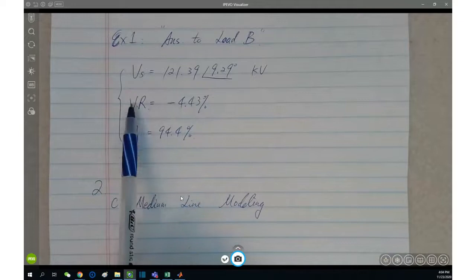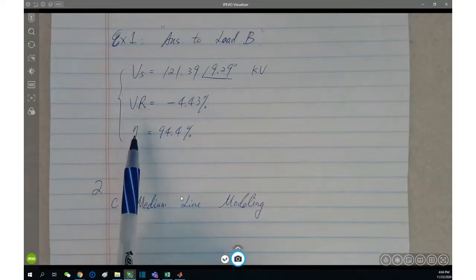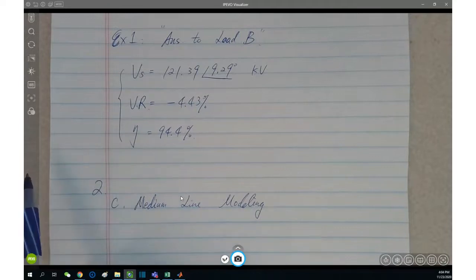The sending end voltage, the voltage regulation, and efficiency. And here we are seeing a negative voltage regulation, and we had a discussion about it last lecture.